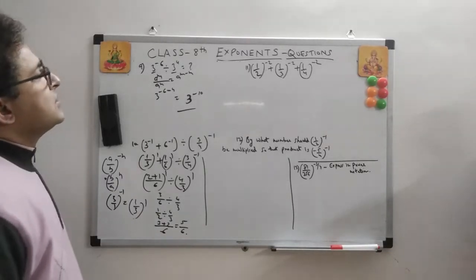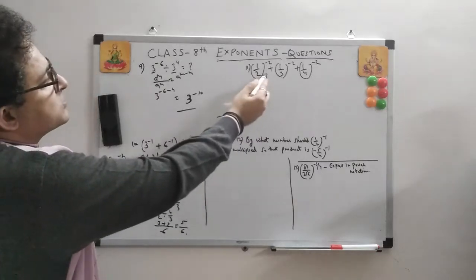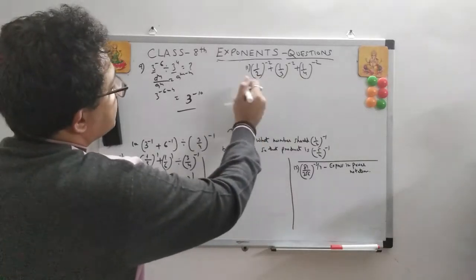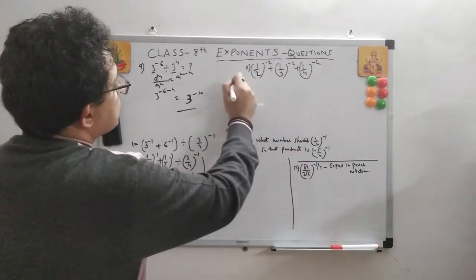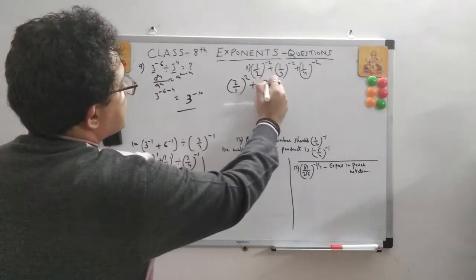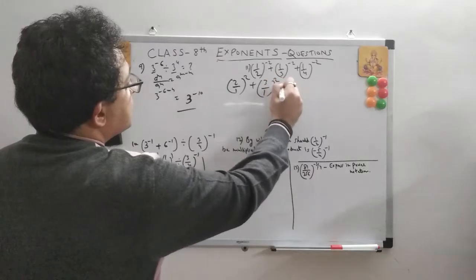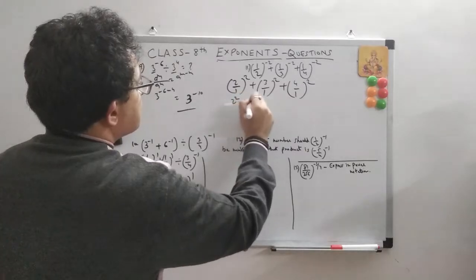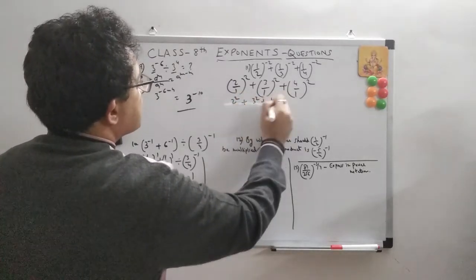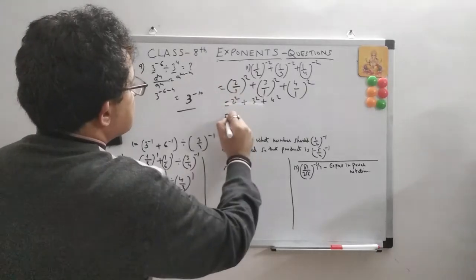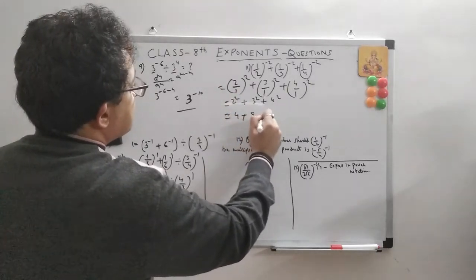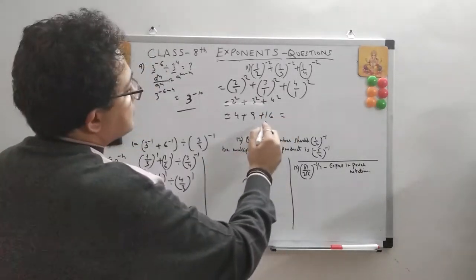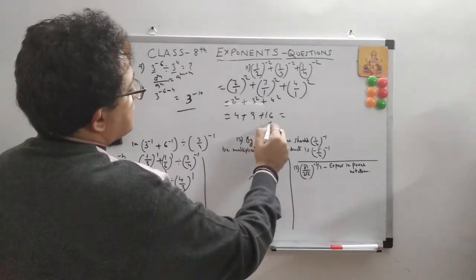Half to the power minus 2 plus 1 by 3 to the power minus 2 plus 1 by 4 to the power minus 2. So this I can write as 2 by 1 to the power 2 plus 3 by 1 to the power 2 plus 4 by 1 to the power 2. This becomes 2 square plus 3 square plus 4 square. So this is equal to 4 plus 9 plus 16. This becomes how much? 16 and 9? 29 is the answer.